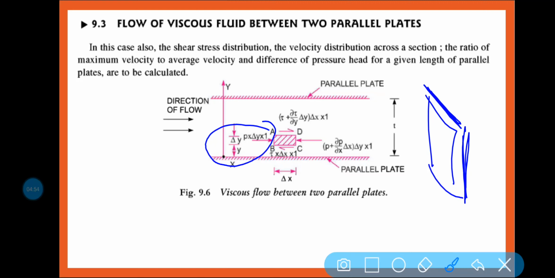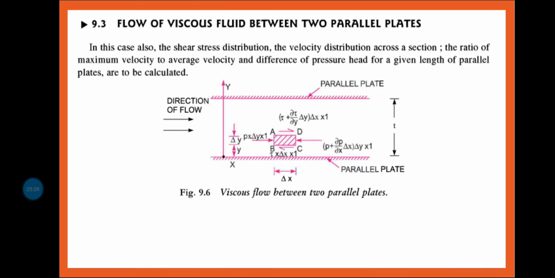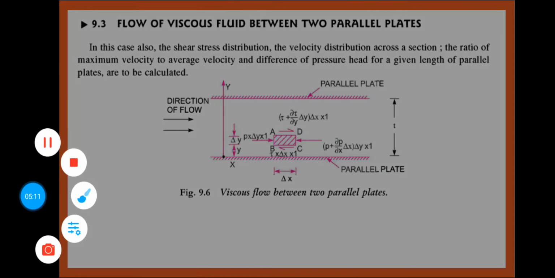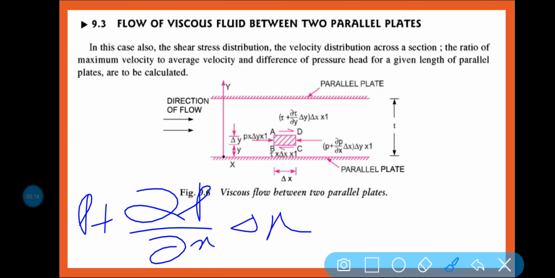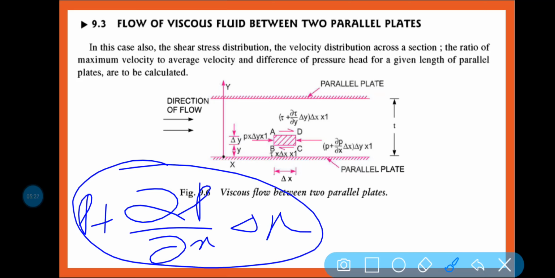Similarly, if we travel the distance delta x, the pressure will change on this face. On the face DC there must be some pressure force, which is P plus del P by del x into delta x, into delta y into 1. That is the area.